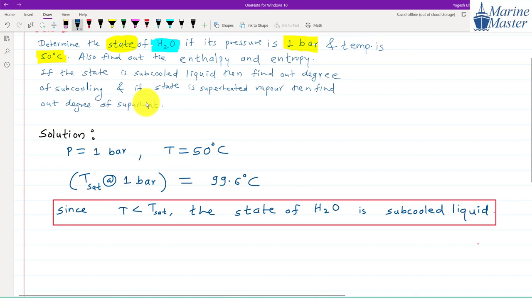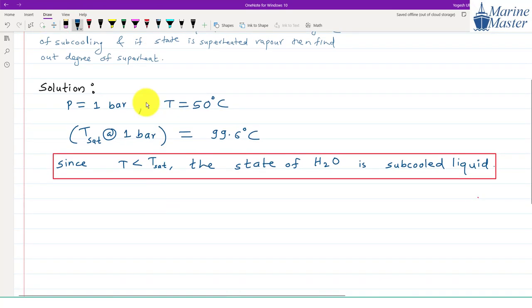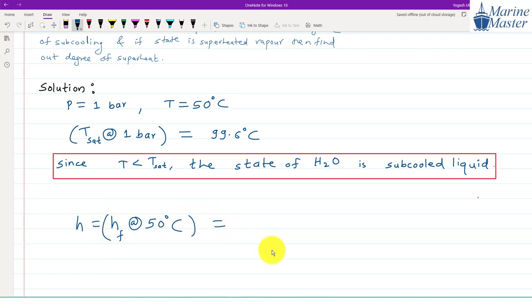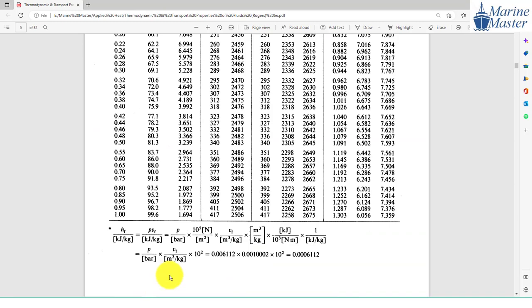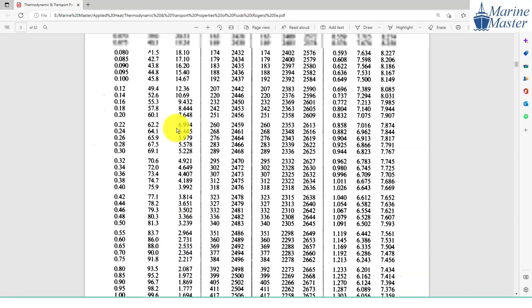So we need an enthalpy. And how do we get the enthalpy of this subcooled liquid condition? H will be equal to HF at what temperature? What is the temperature of H2O? Here they have given us in the question: the temperature is 50 degrees Celsius. So HF at 50 degrees Celsius. If you go to the property table, HF at 50 degrees Celsius will be equal to what?